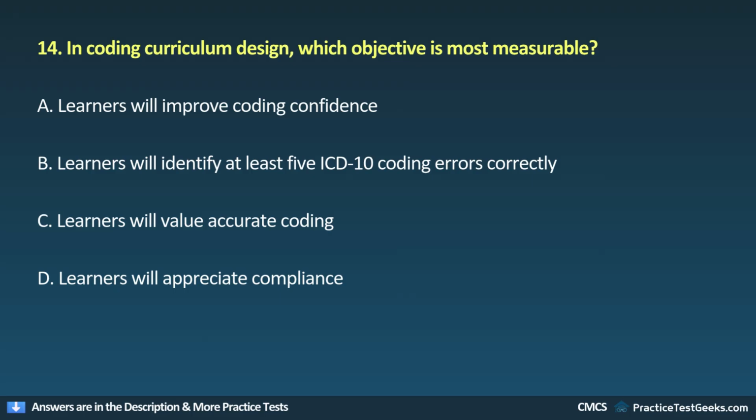14. In coding curriculum design, which objective is most measurable? A. Learners will improve coding confidence. B. Learners will identify at least 5 ICD-10 coding errors correctly. C. Learners will value accurate coding. D. Learners will appreciate compliance.